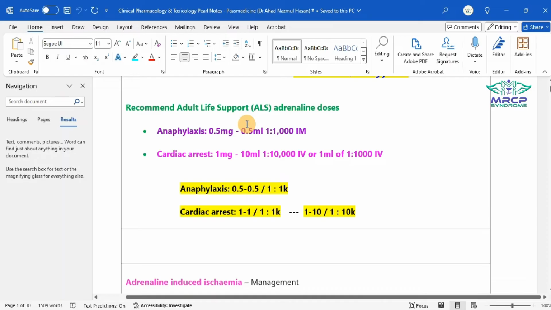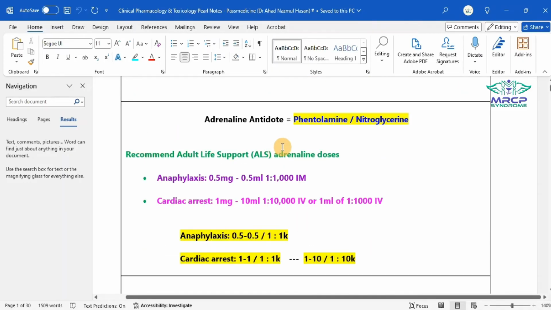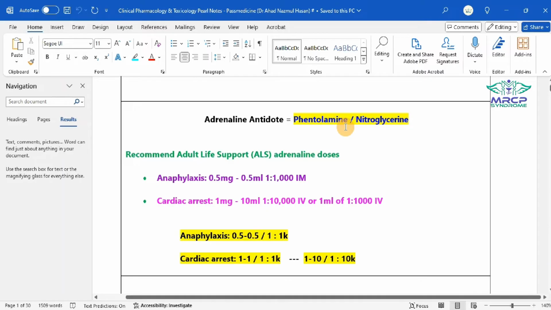And how to treat accidental adrenaline-induced ischemia? First line treatment: local infiltration of phentolamine. So local infiltration of phentolamine is the first line. The alternative is topical nitroglycerin. So remember the route of administration would be topical. Local infiltration of phentolamine or topical nitroglycerin.